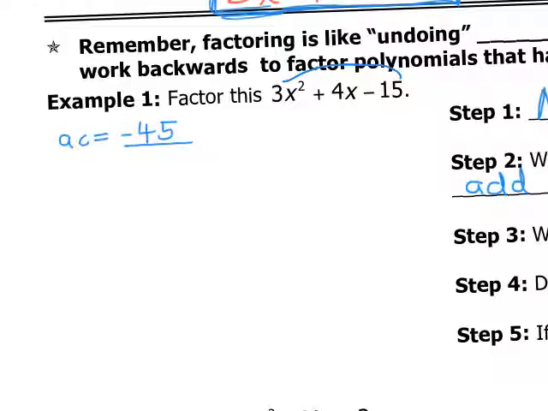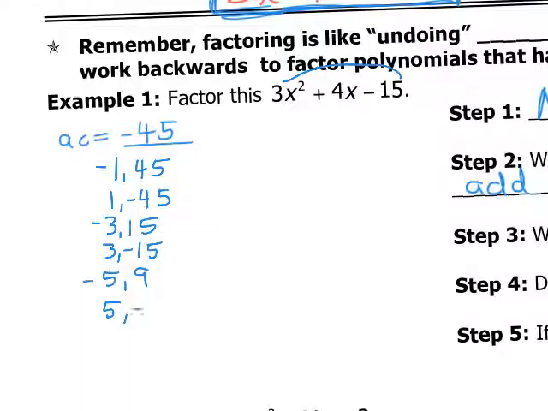So factors of negative 45 would be negative 1 and 45, or 1 and negative 45. Those don't add up to 4, so let's keep going. 2 doesn't go into 45, 3 does, so negative 3 and 15, or 3 and negative 15. Those don't add up to 4, so keep going. 4 doesn't go into 45. 5 does, so negative 5 and 9, or 5 and negative 9. Which pair adds to 4?